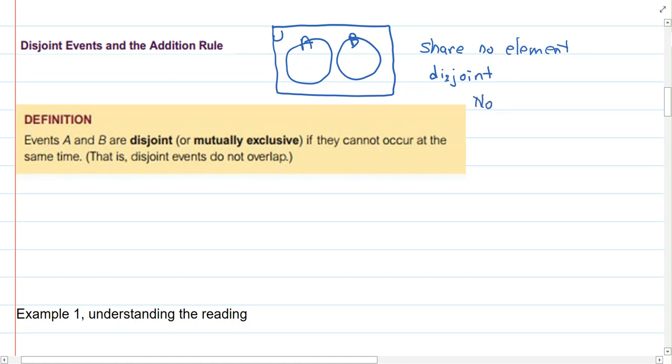So they are said to be, and it's a very important word, independent. The sets are independent. They stand on their own two feet. That means that one action does not affect the other.